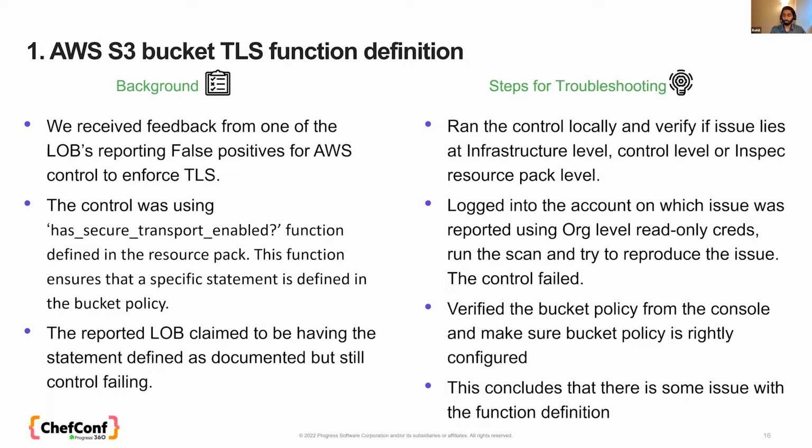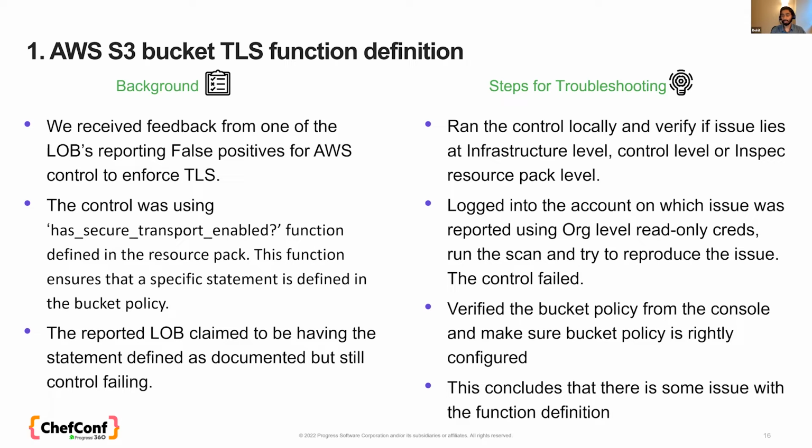The next step was to make sure that the bucket policy was rightly configured for the AWS S3 buckets from the console. And yes, over there as well, we could see that the bucket policy had all the right components that were necessary for TLS encryption to be enabled. So ideally, the control should have been passing, but still the control was failing. That made us think that everything's working fine at the infrastructure level, the control is written fine, and the control testing is working fine locally.